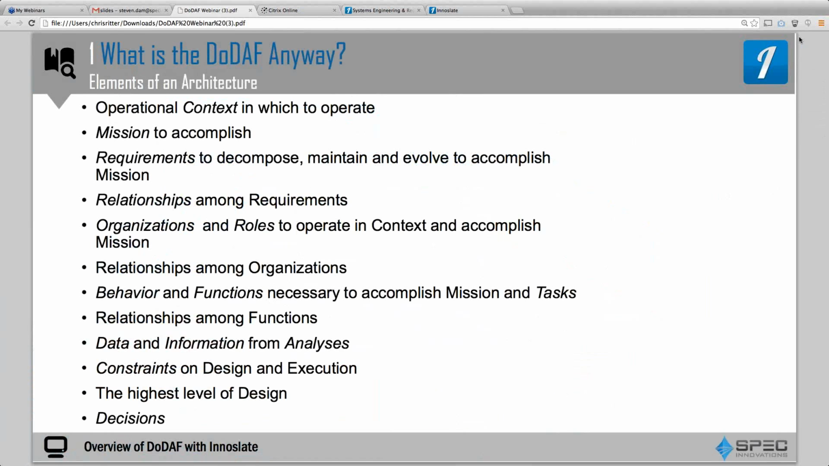So what are the elements of an architecture? You need an operational context in which to operate. You need the missions to accomplish. You need to capture the requirements and then decompose and maintain them and evolve them to accomplish the mission. You need the relationship among the requirements. You need organizations and roles to operate in the context and accomplish the mission. You need the relationship among organizations, and again, you'll see this word relationship keep popping up between each of these elements. Behavior and functions necessary to accomplish mission and tasks, and again, the relationship between those.